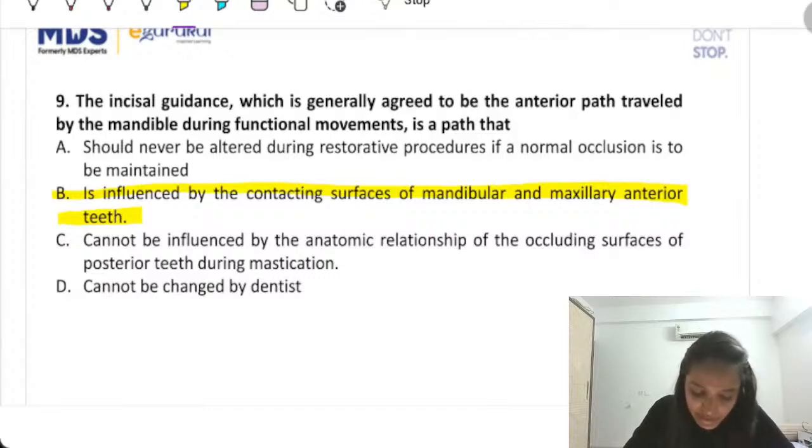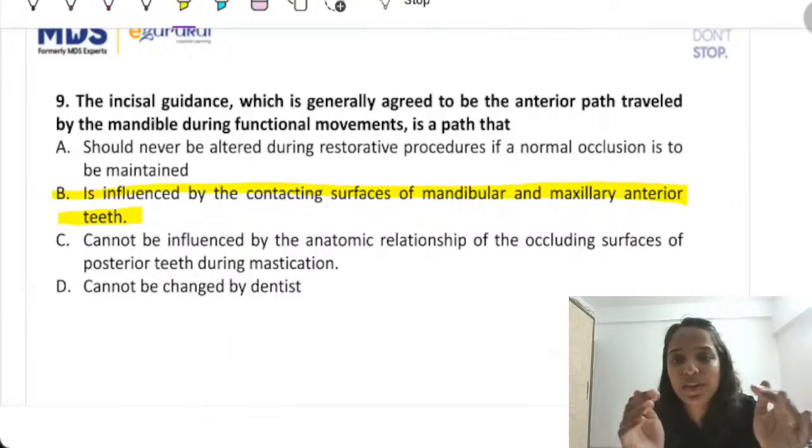And it cannot be changed by the dentist. This is applicable to condylar guidance, not incisal guidance. So the correct answer here is option B. It is very simple actually.